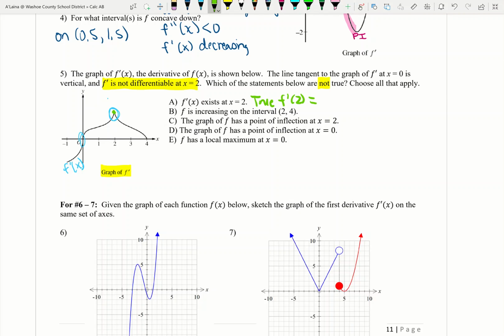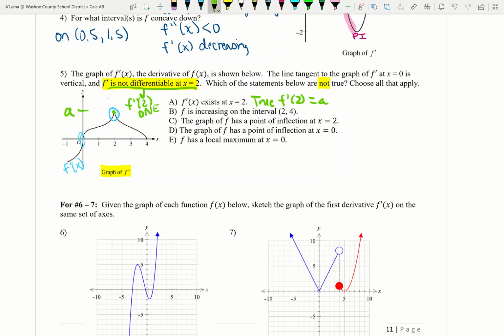I don't know what that output height is. I have no idea. I'll just call it A. Maybe it's 3. We don't have any type of scale there. But it's a defined point. It's not an open circle. Now, many people choose this as a false statement because of how they read it. But this means that the first derivative cannot have a derivative taken. What this means is that the second derivative at 2 does not exist. Not the first derivative. That's tricky.